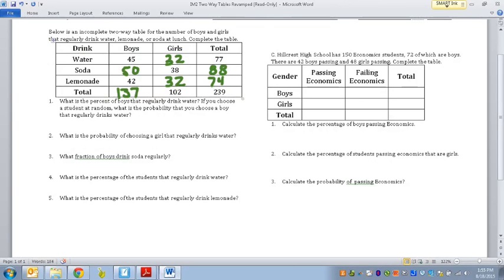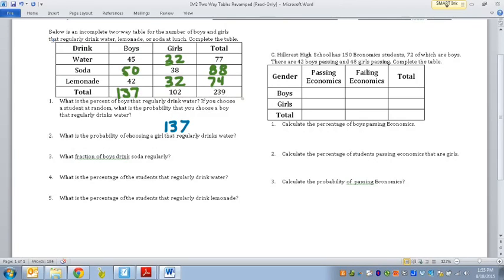All right, now that we finished the table, let's go ahead and answer the questions. What percent of boys regularly drink water? The key word here is of boys. We're not talking about all the students. We're talking about just the boys, meaning just the 137. That's really key to see there. So 137.